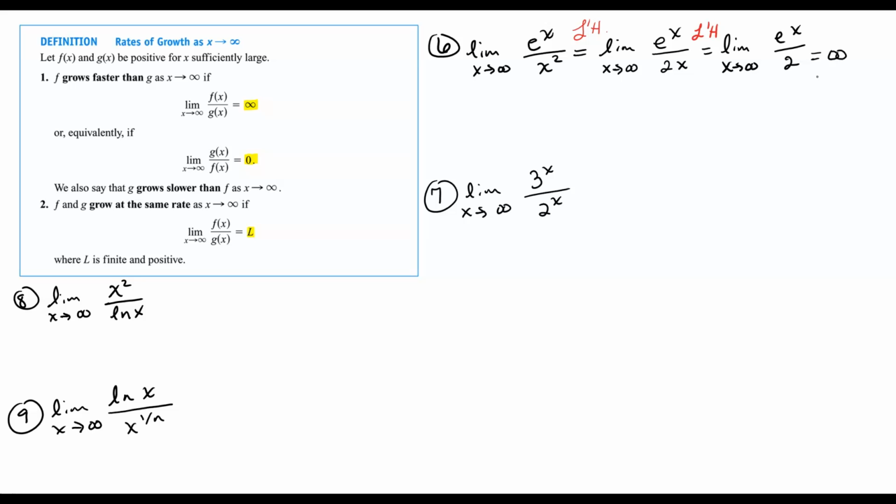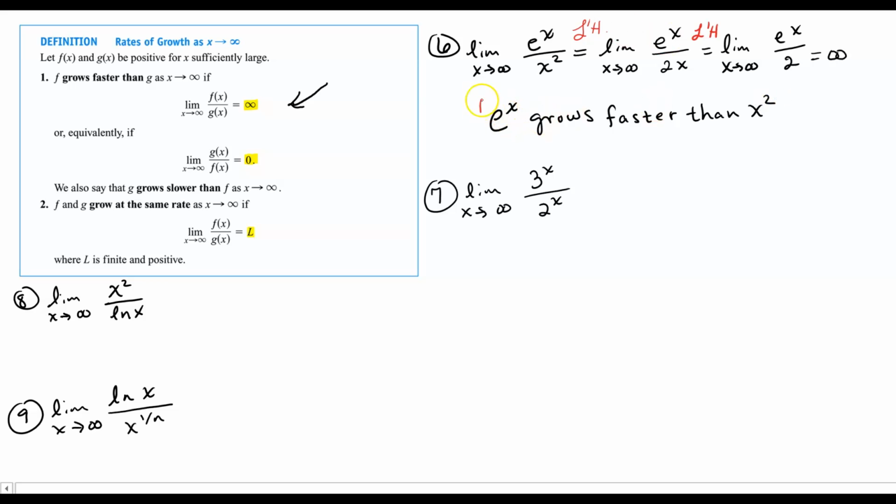All right, so what we can say here, if we're comparing e to the x to x squared, is that because of this result, f grows faster than g. In this case, e to the x grows faster than x squared. All right, so that's the comparison that we can make. All right, so that's the answer there.